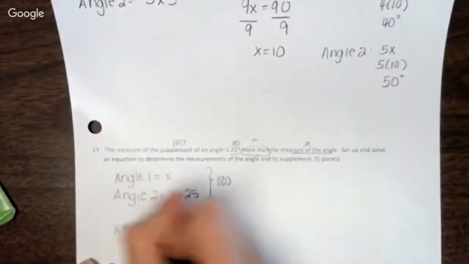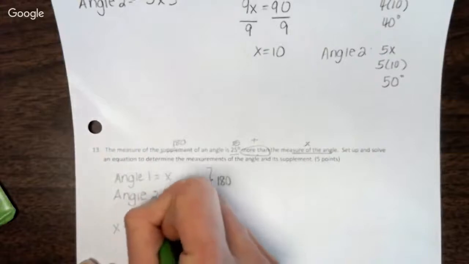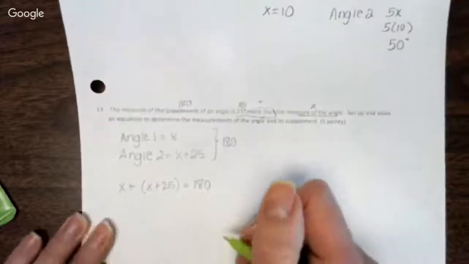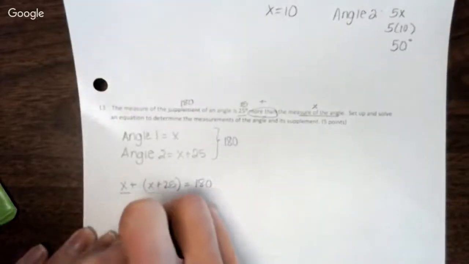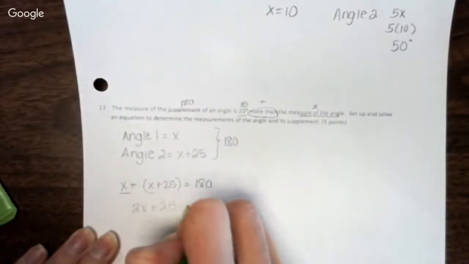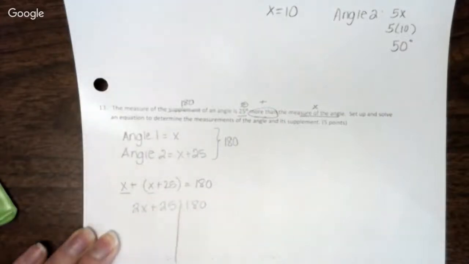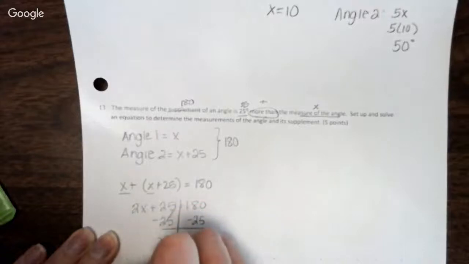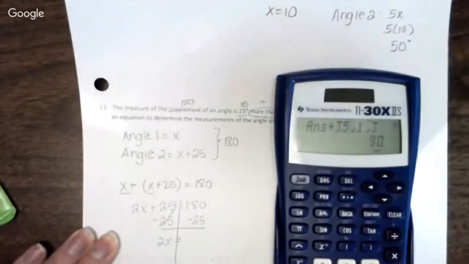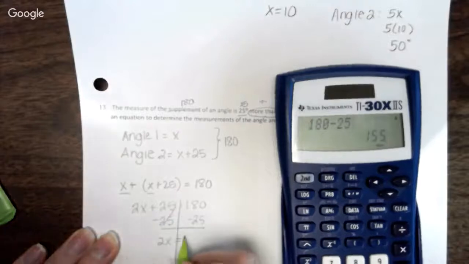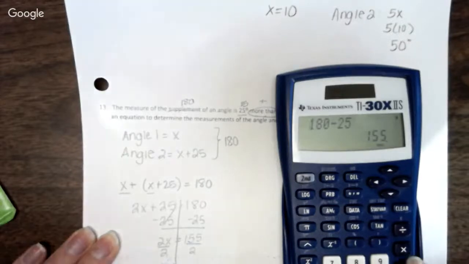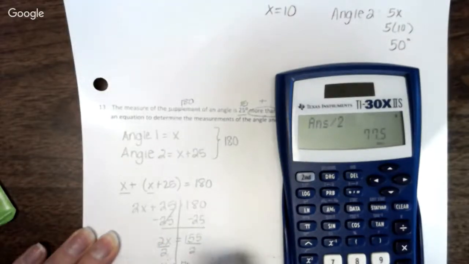All right, so my equation, I have angle 1 is x. Angle 2 is x plus 25. They add up to 180. So x plus x is 2x. Subtract 25 from both sides. 2x is equal to 180 minus 25 is 155. Divide both sides by 2. So x is equal to 77.5.